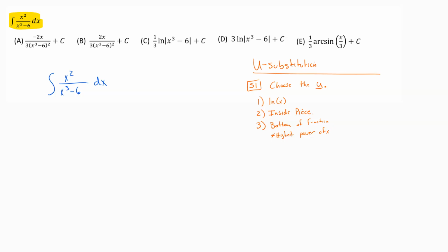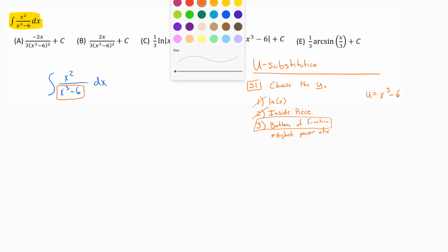So going through this process right now, I would say, okay, first I'd look for a natural log. Don't have that, so then I go to option 2. I'd say I'm looking for an inside piece. Nothing inside any parentheses, nothing plugged into a special case, so that's not there. Option 3 is the bottom of a fraction, and that's what I have here. So you would grab the full bottom of the fraction, and that is going to become your u in this situation. So u is equal to x to the third minus 6.